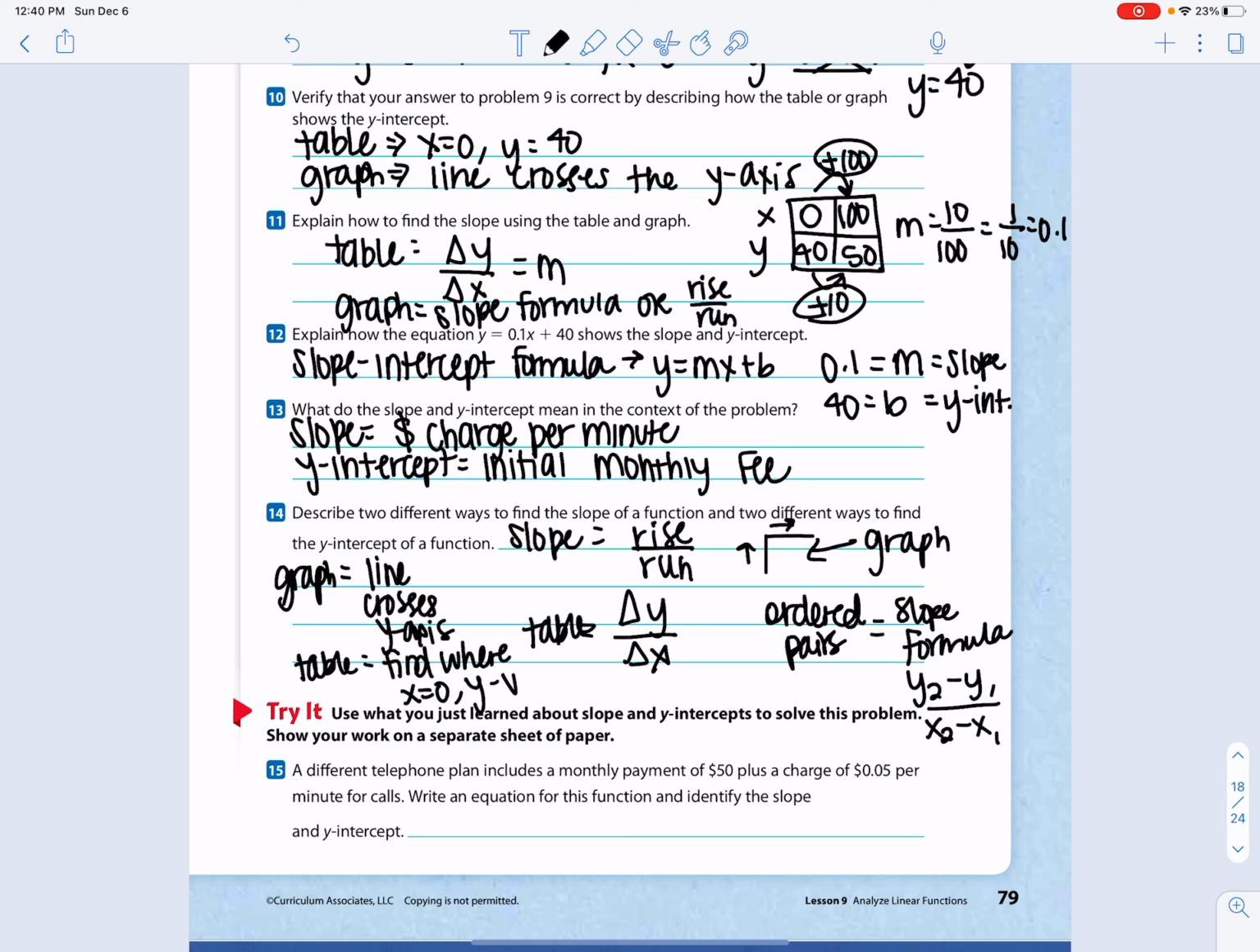Your y value is going to be your y-intercept. And finally, what else you could do to find the y-intercept when you're looking at an equation, and I forgot to put that for both.